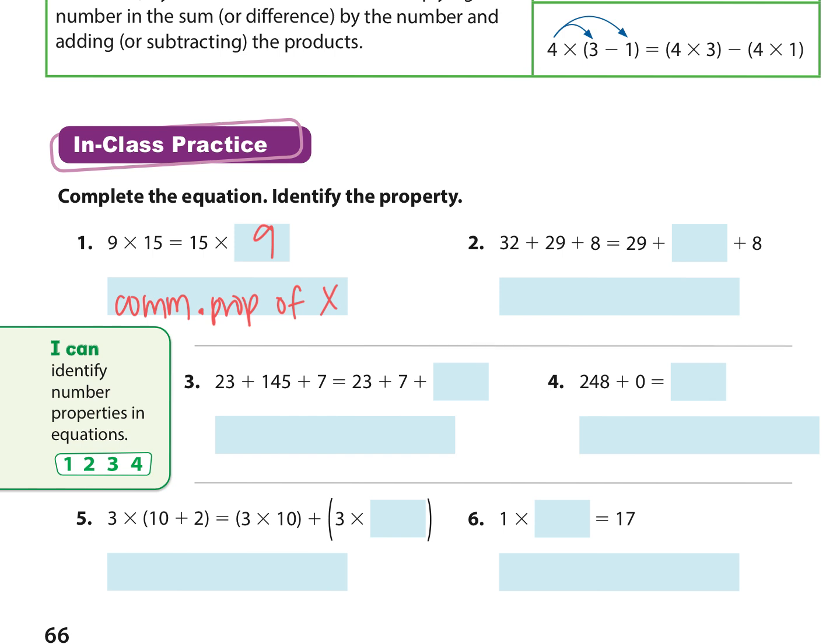Okay, number 2, with your tables, decide what your missing number would be and decide what the property would be. So y'all talk about number 2. Figure out what that missing number would be and what property it would be. And it's addition.